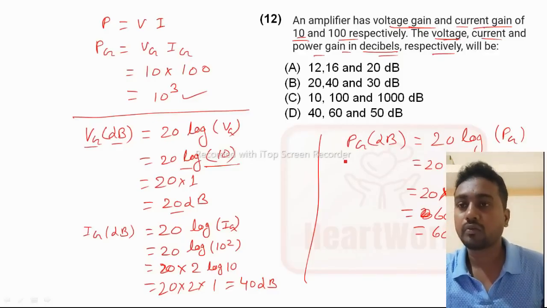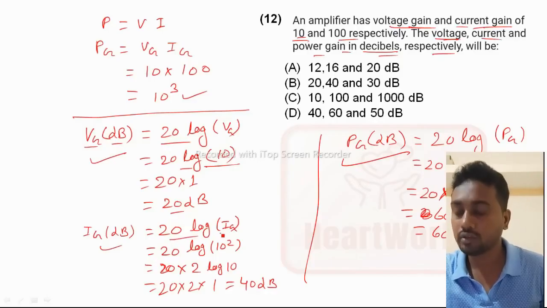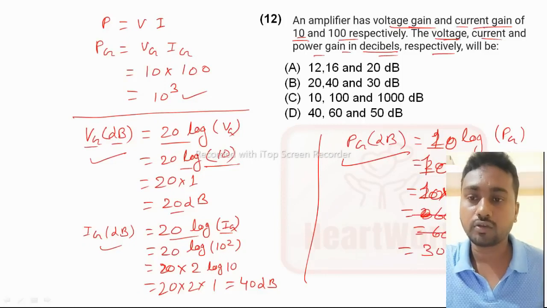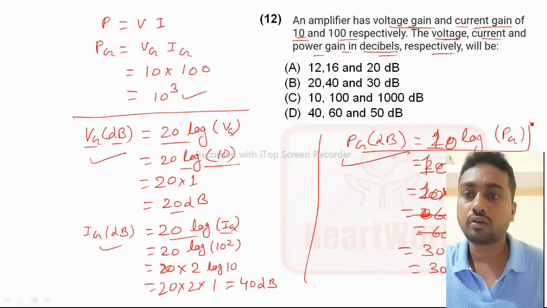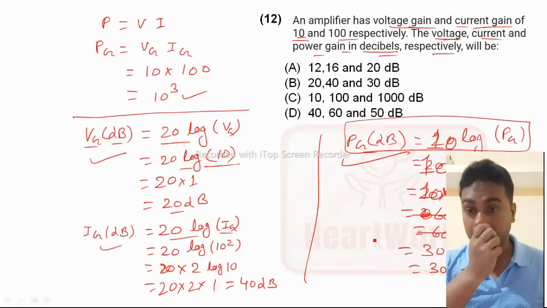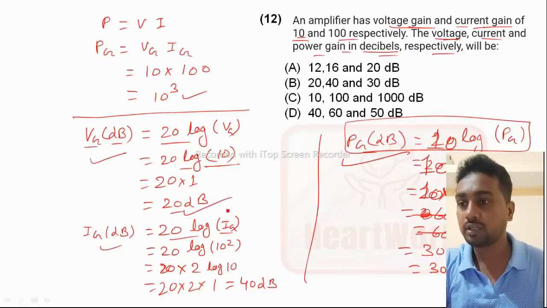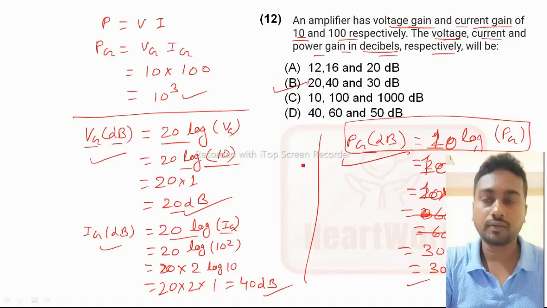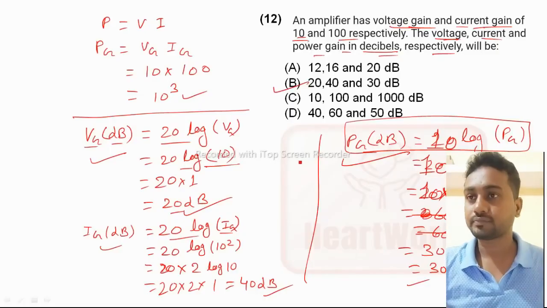Sorry, for power gain. For voltage gain, the formula is 20 log voltage gain, and for current gain, the formula is 20 log current gain. But for power we have to write 10 log power gain. It is 10 log power gain, so it will come 30 into 1, or 30 dB. So power gain is 30 dB. Voltage gain how much? 20 dB, 40 dB and 30 dB. So 20, 40 and 30, option B is the right answer.